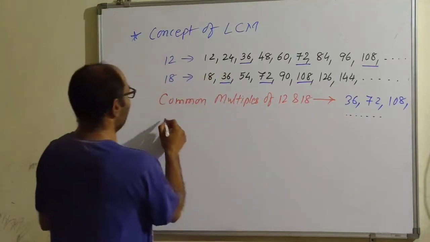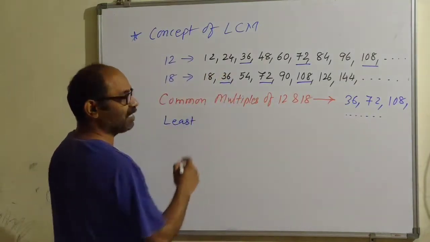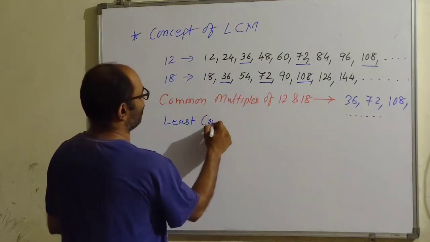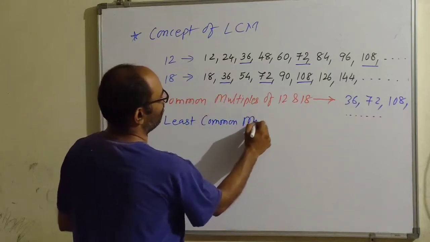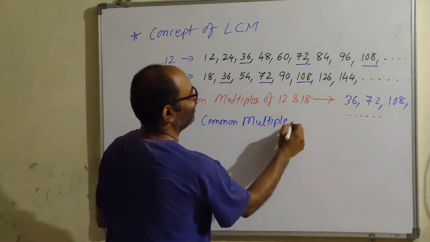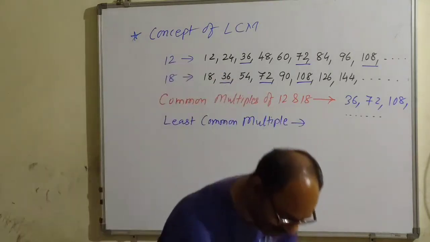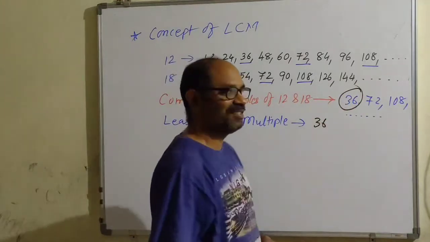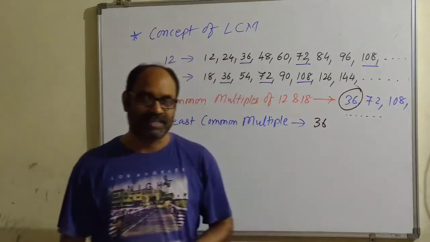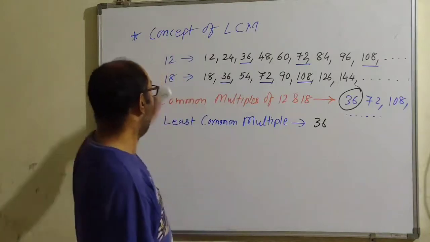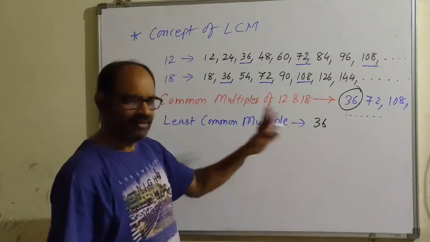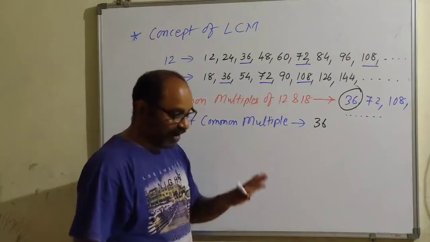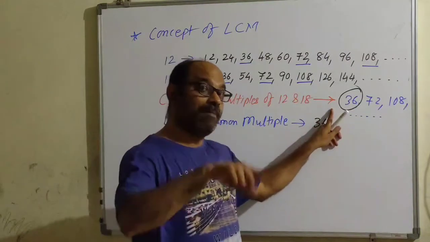Acha. Now what is the least common multiple? Yeah, the smallest common multiple. Okay, least common multiple. And that is what, children? The least one is 36. So what is the smallest common multiple? Yeah, the least common multiple of 12 and 18? 36.